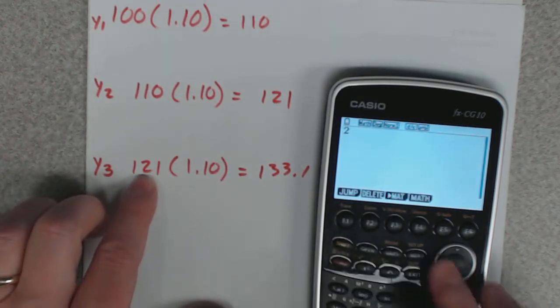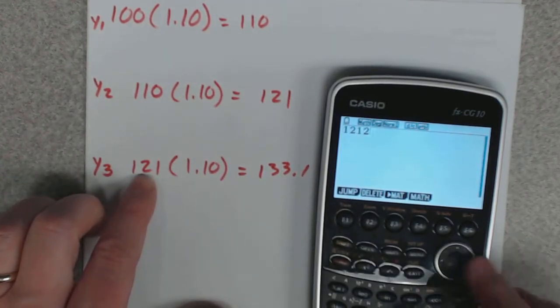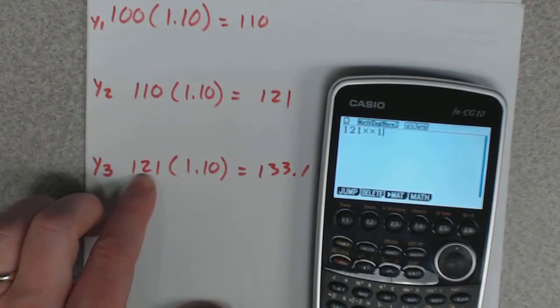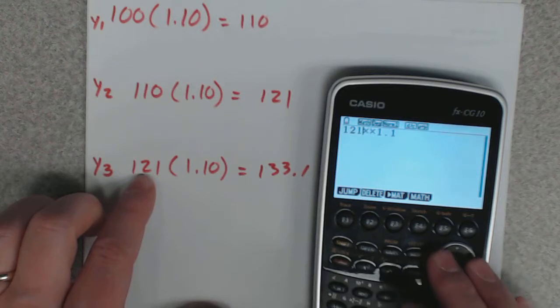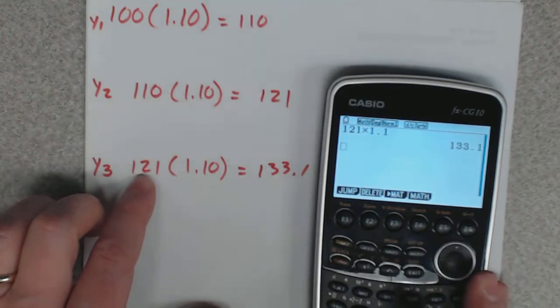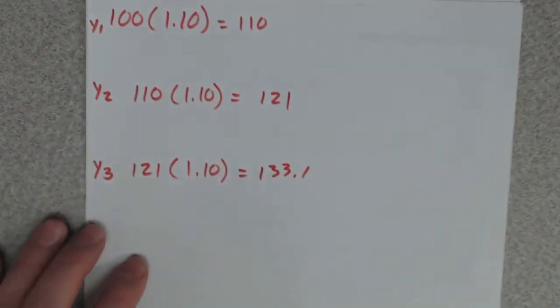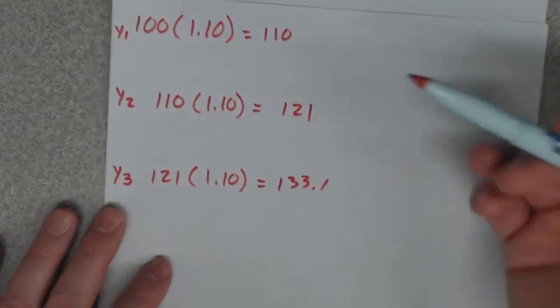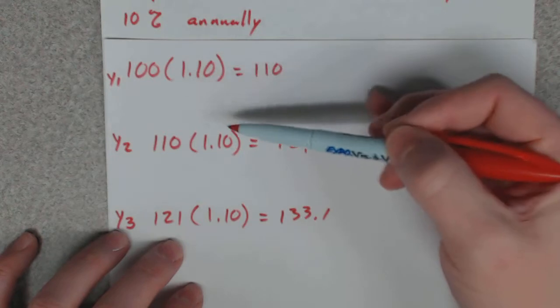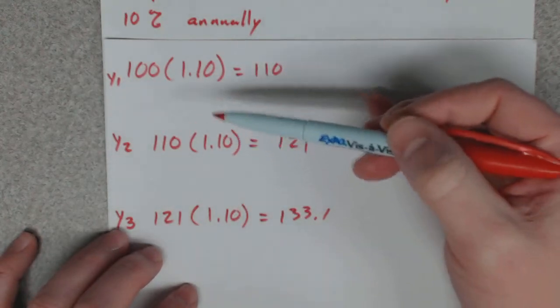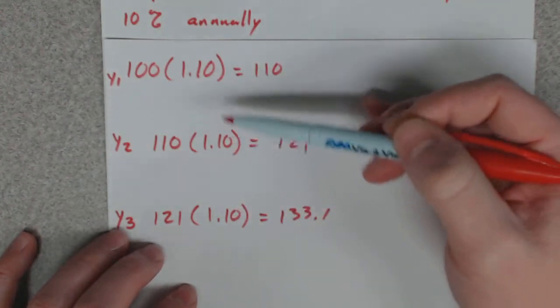Okay, so 121 times 1.1. Yep, $133.10. Well, I don't know about you, but I'm kind of seeing a pattern here, right? See how every time I'm going to be multiplying by 1.10 every time. So I see that pattern evolving.